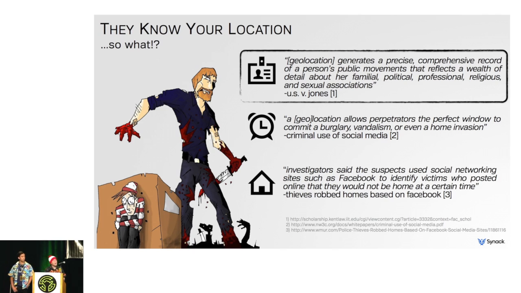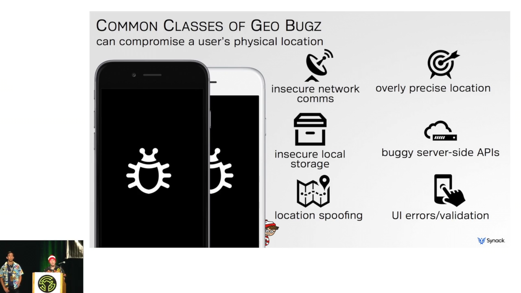All right, so now I'm going to talk about some common classes of bugs in mobile apps that may reveal users' locations, and then also how to find such bugs. So in the subsequent slides, we're going to cover each of these categories.